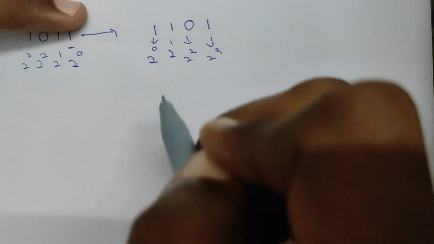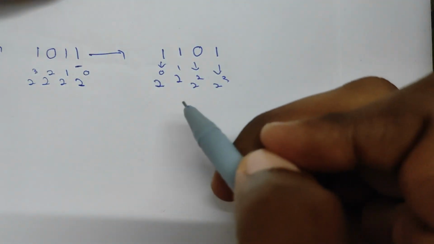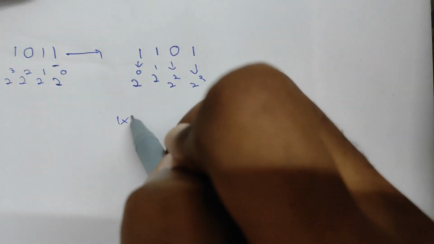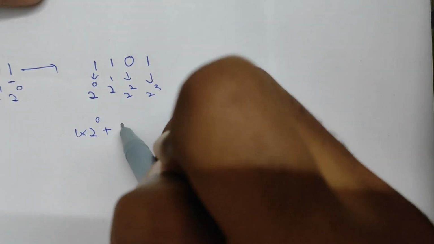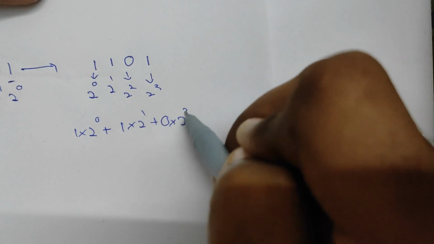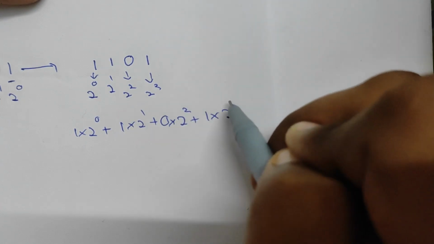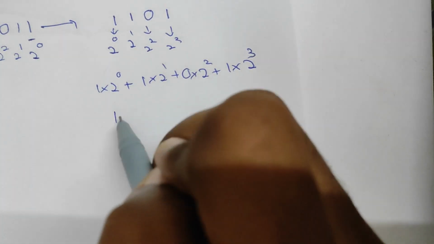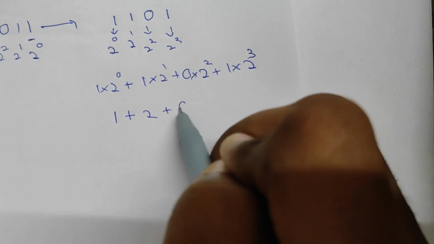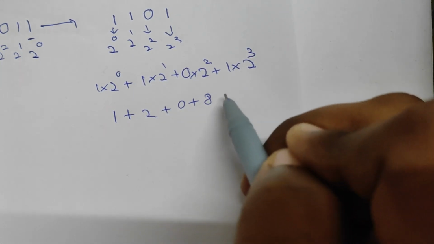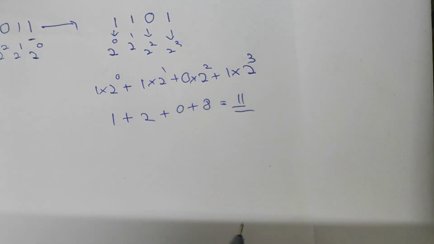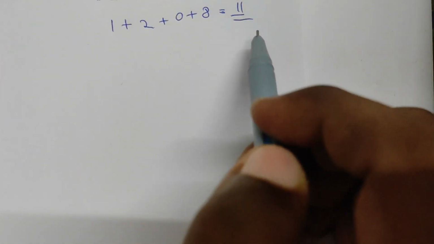So when we convert this into the decimal representation, it will be 1 into 2 raised to 0 plus 1 into 2 raised to 1 plus 0 into 2 raised to 2 plus 1 into 2 raised to 3. That will be equal to 1 plus 2 plus 0 plus 8. It will be equal to 11. So suppose they have given us a value 11.